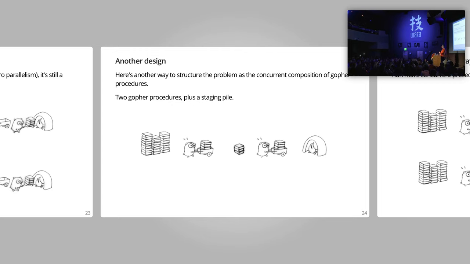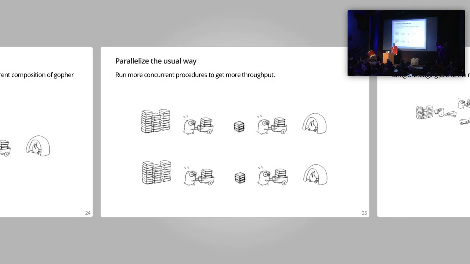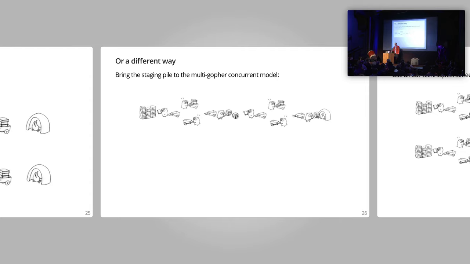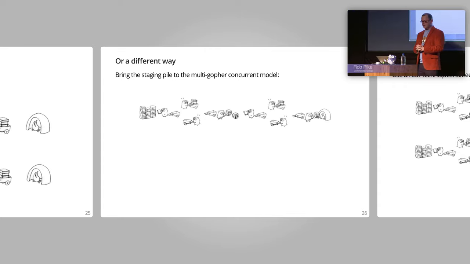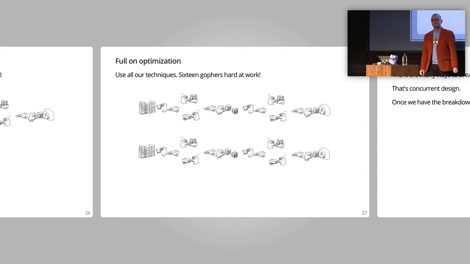But of course, once we've got this composition, we can go another way. We can parallelize the usual way. Run two versions of this whole program at once and double again. Now we've got four gophers, maybe up to four times the throughput. Or we could take a different way again and put the staging pile in the middle into the original concurrent multi-gopher problem. So now we've got eight gophers on the fly and books getting burned at a horrific rate. But that's still not good enough because we can parallelize on another dimension and go full on. So here's 16 gophers moving those books to the burning pile.